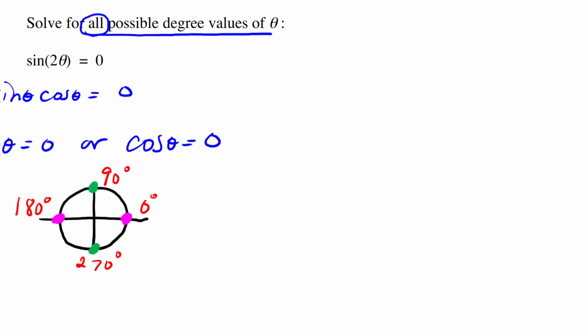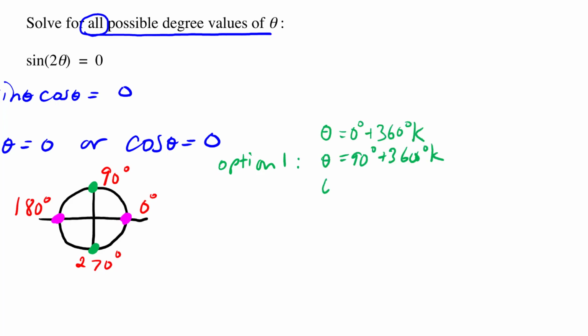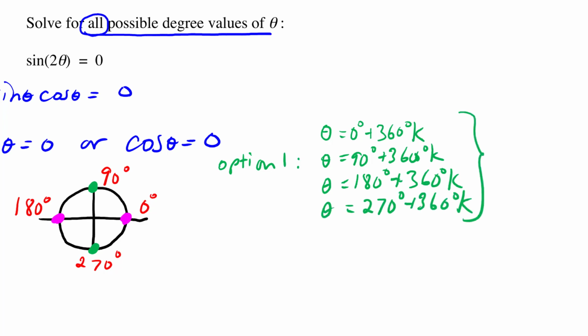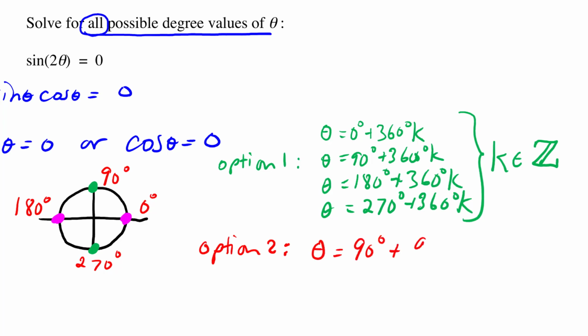Because we're finding all possible degree values, we can add 360 degrees k to each of these. I'm going to call this option 1, where we have all 4 angles plus 360 degrees k. Option 2, though, is where we say, look, each of them is 90 degrees apart, so why don't we start at 90 degrees and add 90 degrees k, and that will generate all of the solutions.